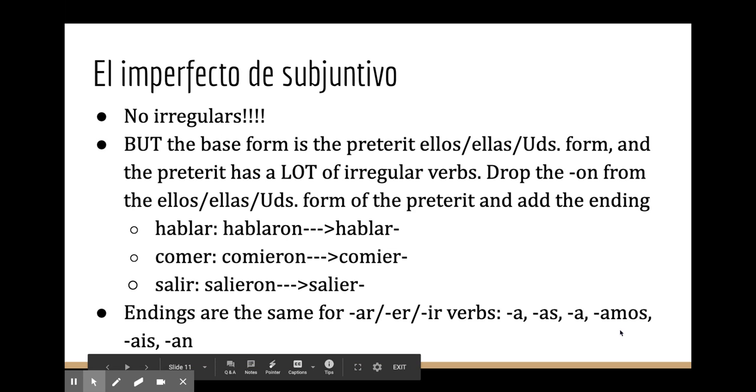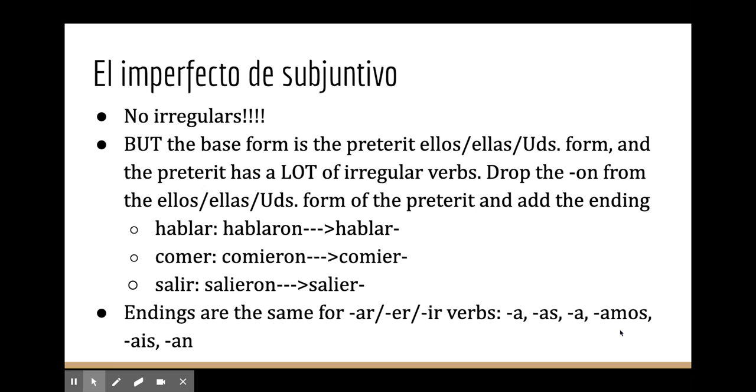All right. Past subjunctive, let's go. Imperfecto de subjuntivo, there are no irregulars. There are no exceptions. But that's the good news. The bad news is that the base form for the past subjunctive is the preterite ellos, ellas, ustedes form. And if you remember our preterite verb form sheet, there's a ton of irregular verbs in the preterite. So once you know the ellos, ellas, ustedes form in the preterite, it's quite easy, but learning all of the ellos, ellas, ustedes forms in the preterite is daunting because there are so many irregular verbs in the preterite.